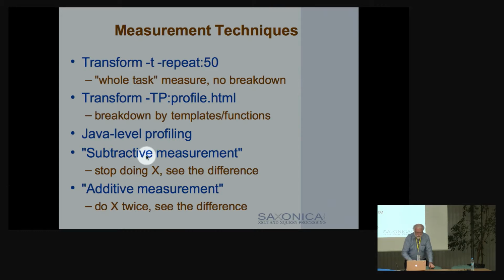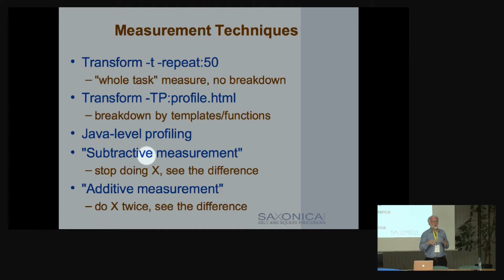Two interesting techniques, one that I've talked a lot about in the past, which I call subtractive measurement. Subtractive measurement means if you want to know how long you're spending doing X, stop doing it and see how much time you save. So if you suspect that serialization is taking a long time, then configure the system so it doesn't do serialization and see how much faster it goes. That's the best way of measuring the cost of serialization. If you think you're spending an awful lot of time validating the syntax of names, then take a correct program where the names are all valid, cut out the code that validates them, and see how much faster it goes. That will tell you.